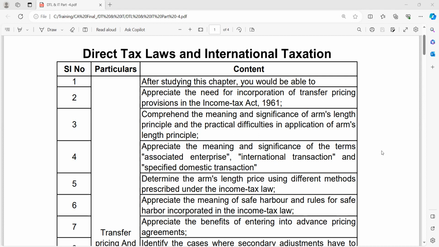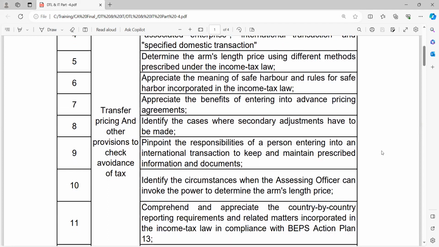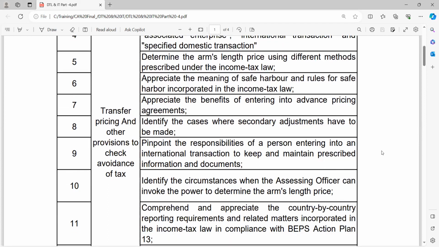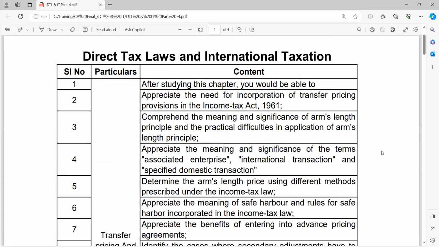So here the chapter name is Transfer Pricing and Other Provisions to Check Avoidance of Tax. From the chapter, what you can learn: you can appreciate the need for incorporation of transfer pricing provisions in the Income Tax Act.